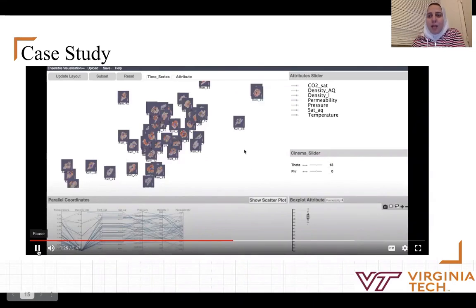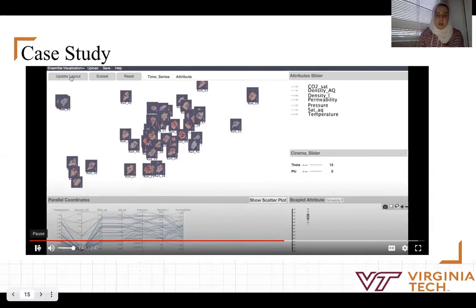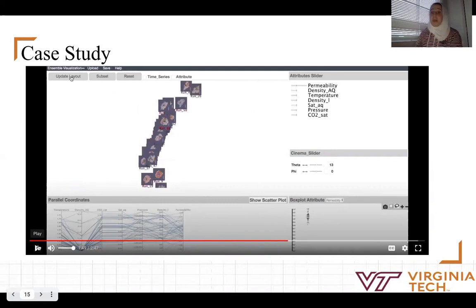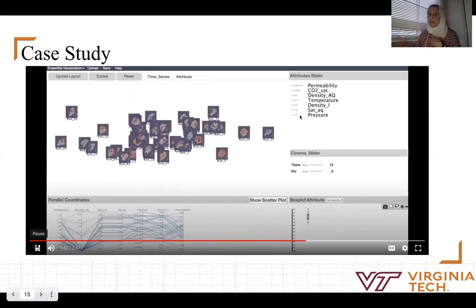Then he performs an observation level interaction. From this reprojection, he got to know that permeability has a dominant relationship, which was a new discovery for him. Scientists didn't know beforehand that permeability would have an effect when clustering and grouping temperature and CO2 saturation. Then he performed a parametric level interaction by increasing the CO2 saturation to see if there is a correlation between permeability and CO2 saturation.